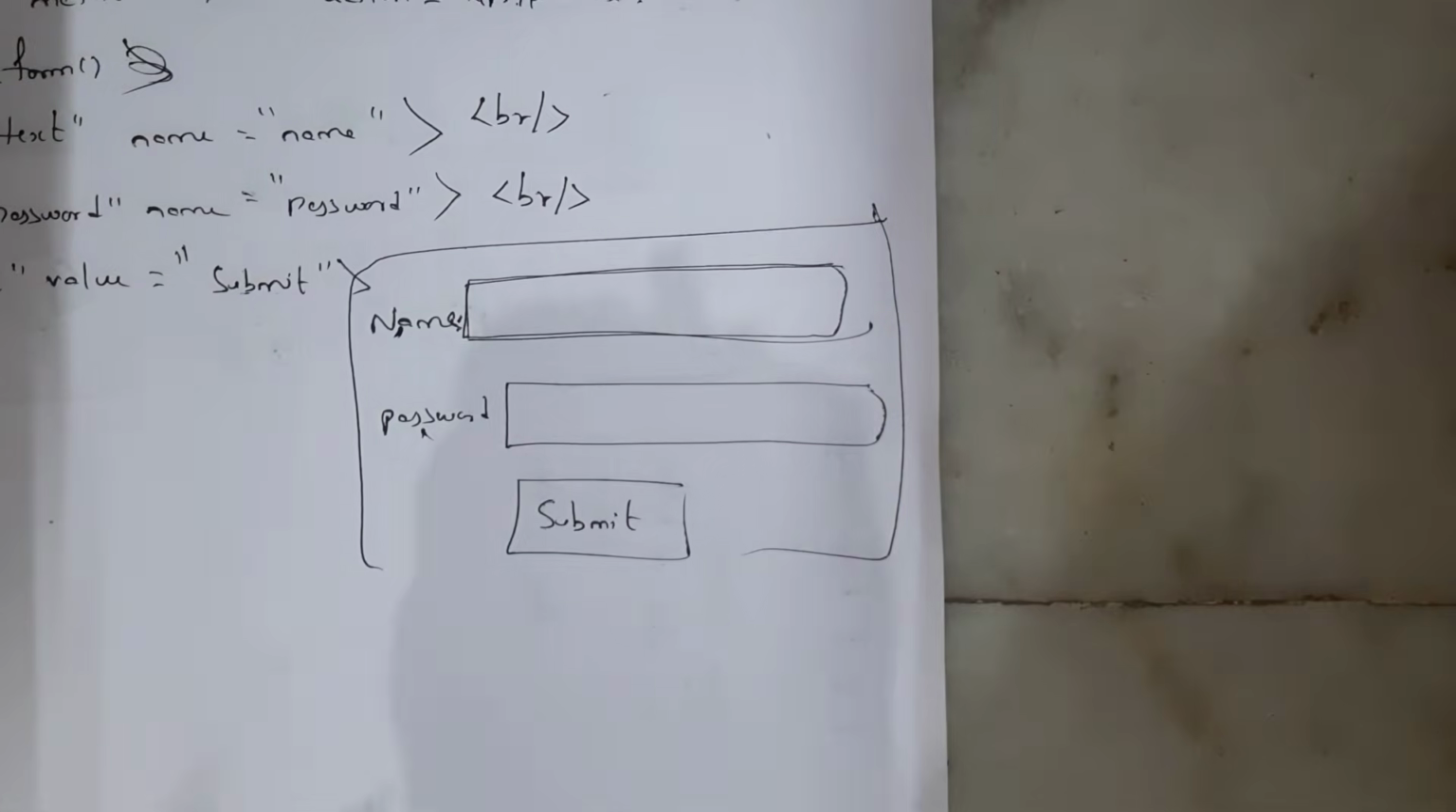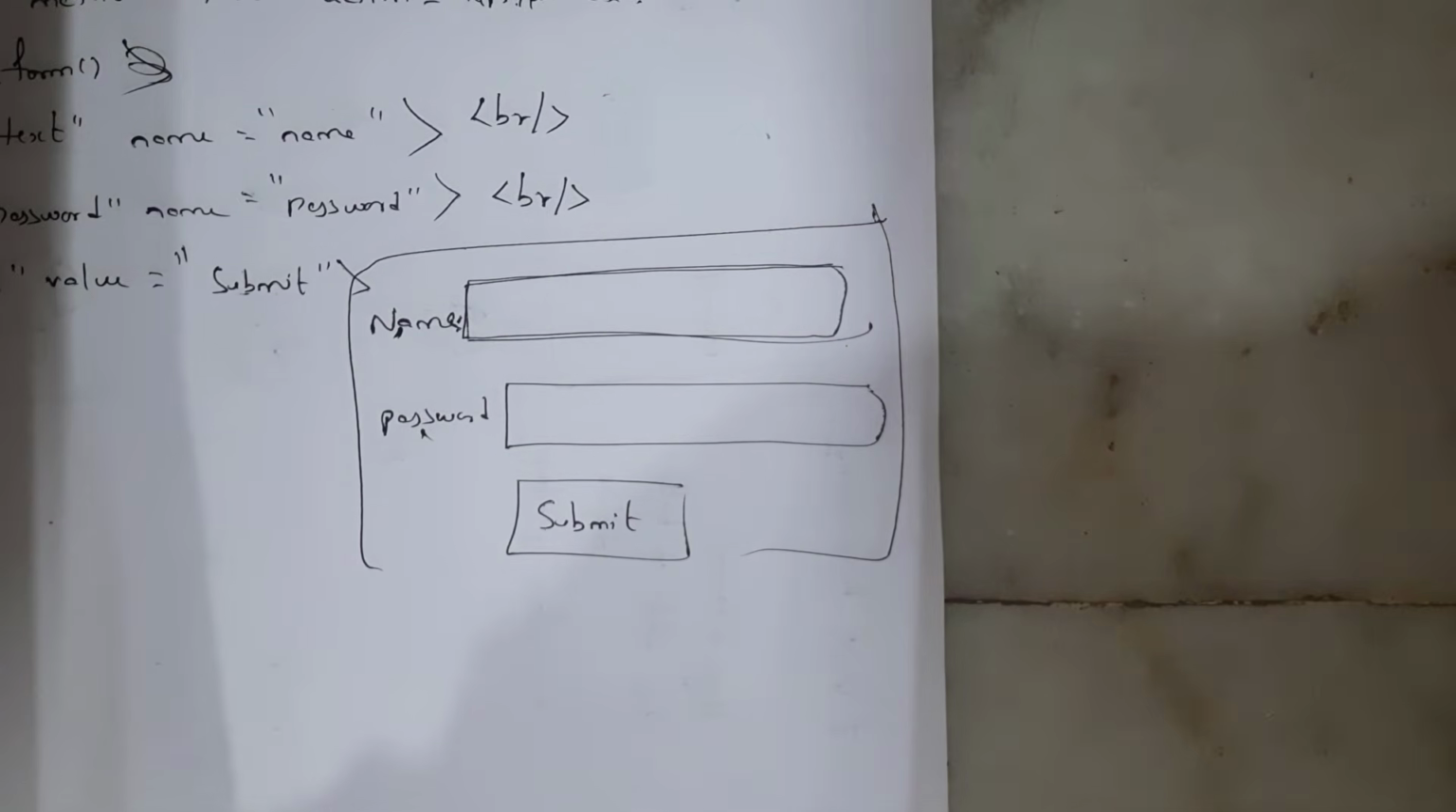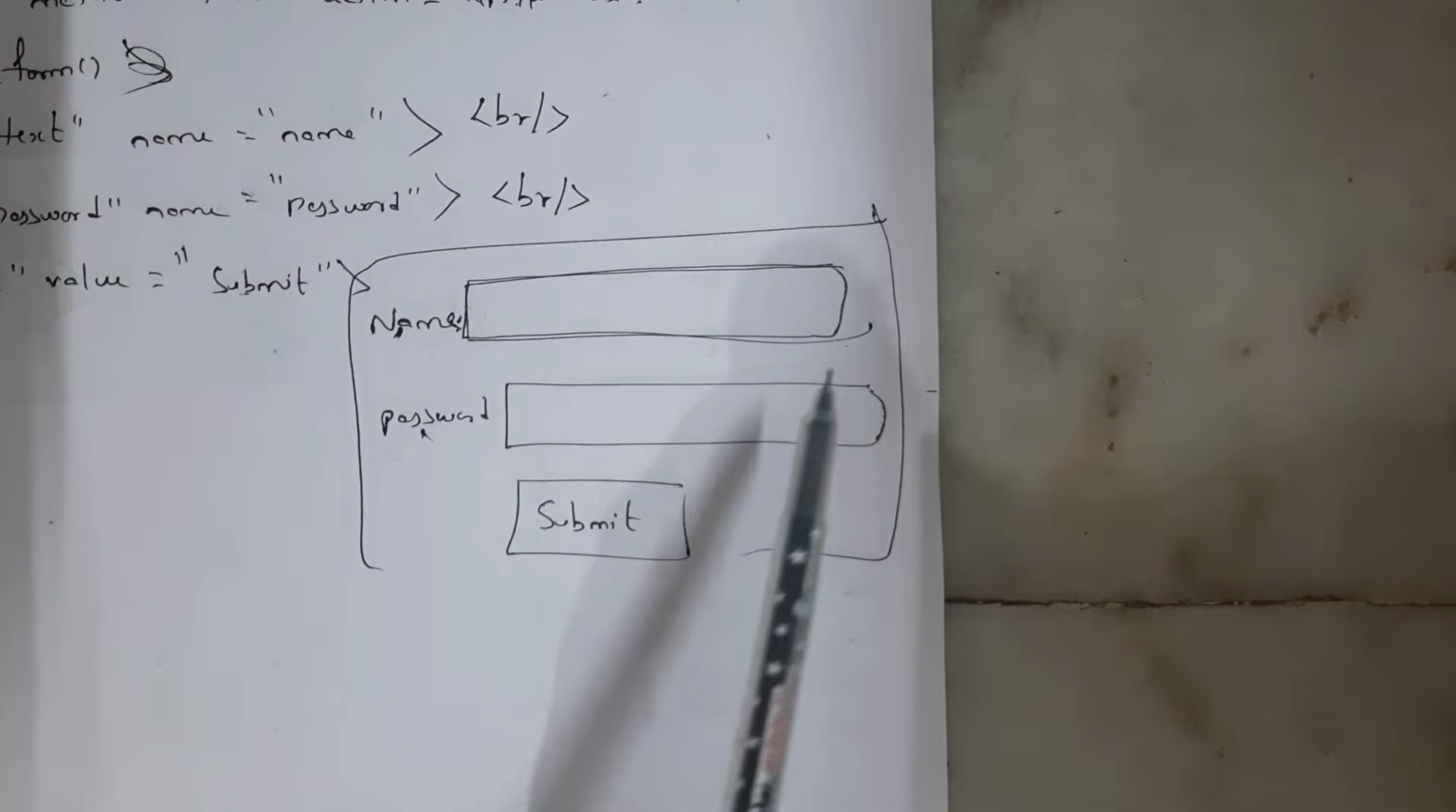For example, if we do not enter any information in name field, we should get message like name cannot be blank. For that we need to use JavaScript. And for example, inside password I gave only 5 characters in password.